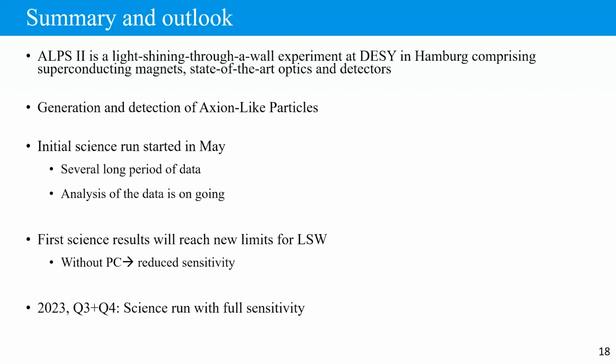We have several periods of data that we need to analyze. So the first data that we are getting is with reduced sensitivity, so it's without the production cavity. We will analyze the data and see what we learn from this process, and the hope is then that we will this year get to the final experiment, to the final sensitivity, so to install the production cavity and to get to the sensitivity that we are actually aiming for.